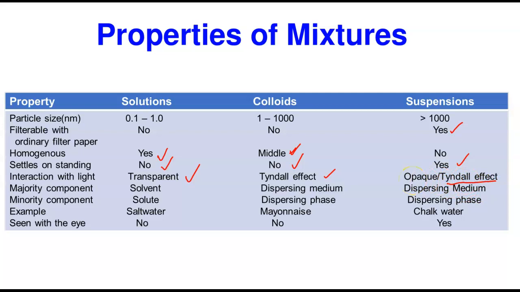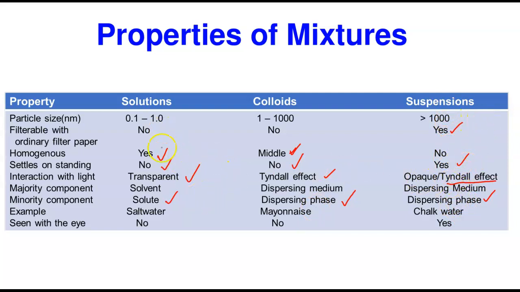Majority component. The majority component of a solution is called the solvent. For the colloid, it's called a dispersing medium. For the suspension, it's also a dispersing medium. The minority component of a solution is a solute. Here it is called a dispersed phase. Here it is also called a dispersed phase. Good examples: this is salt water. Here, mayonnaise is a very good example of a colloid. And here, chalk water is a good example of a suspension.